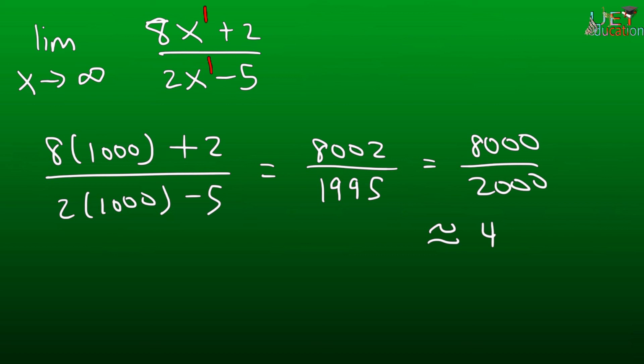So when x becomes very large, the 2 and the negative 5 become insignificant. So you can eliminate them. So this becomes approximately 8x over 2x, which reduces to 4. So therefore, that's going to be the limit. It's going to approach 4. So if the degree of the top and the bottom is the same, just divide the coefficients if you want to get the quick answer.